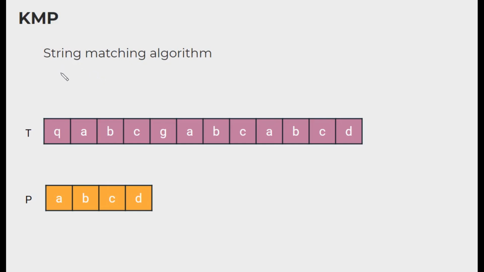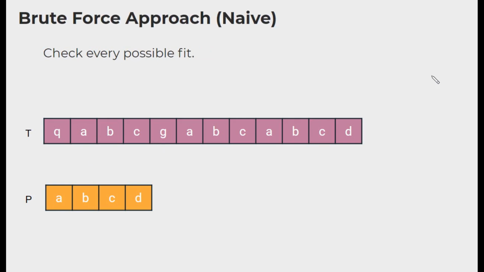KMP is a string matching algorithm. We are given a text string and also a pattern. We have to find the occurrence of this pattern in the text. First, let's have a look at the brute force or the naive approach to solve the string matching problem. It will then be easier for us to understand the KMP algorithm.